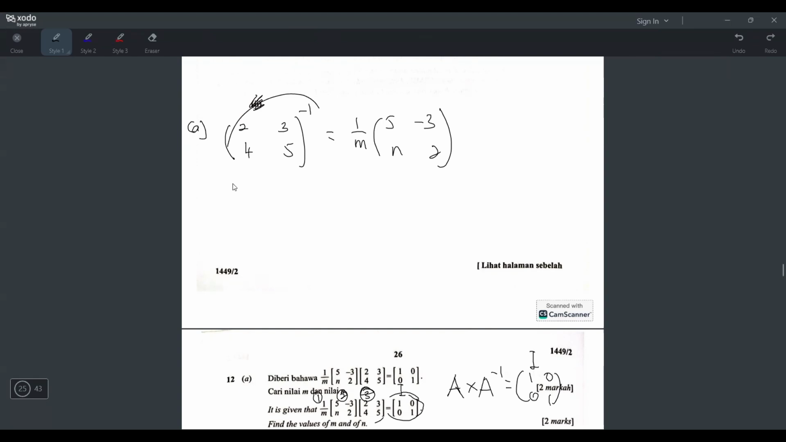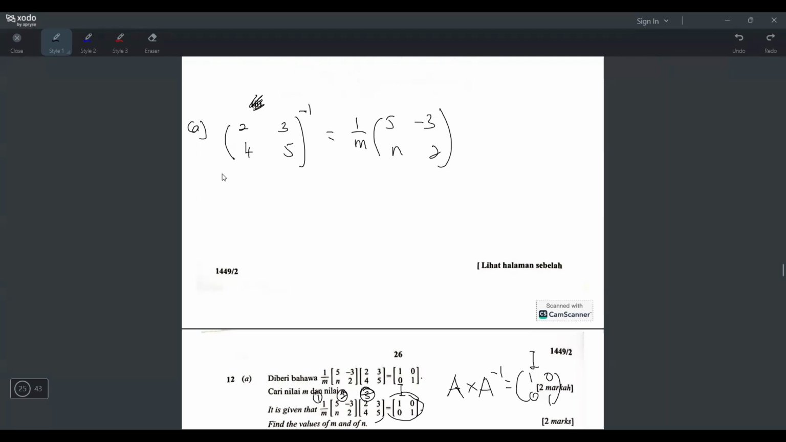Why do you have to? Because I told you this is the original matrix, and this is the inverse of it. So what you have to do is take the inverse of this, then baru dia boleh equal dengan ni. So now my job is to do the inverse matrix for this. After I'm done, I will compare my answer with this, and when I compare, I will get my m and n answers. Okay, let's do inverse matrix.